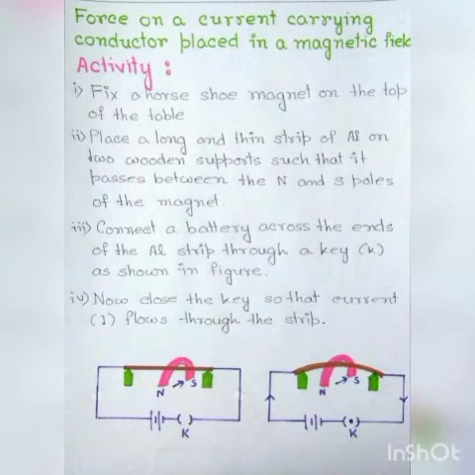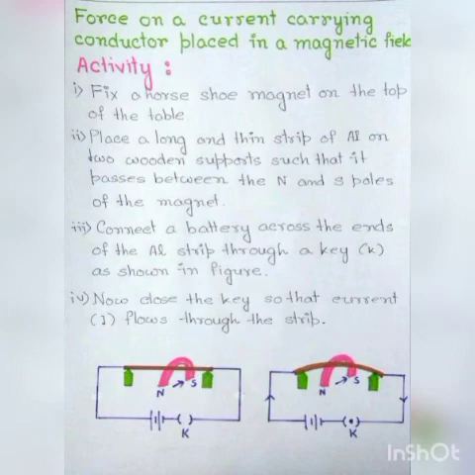So, what do we have to do? First, we have to fix a horseshoe magnet on the top of the table. Then, we have to place a long and thin strip of aluminium on two wooden supports such that it passes between the north and south poles of the magnet. Then we have to connect a battery across the ends of the aluminium strip through a key as shown in the figure. Then we have to close the key so that current flows through the strip.